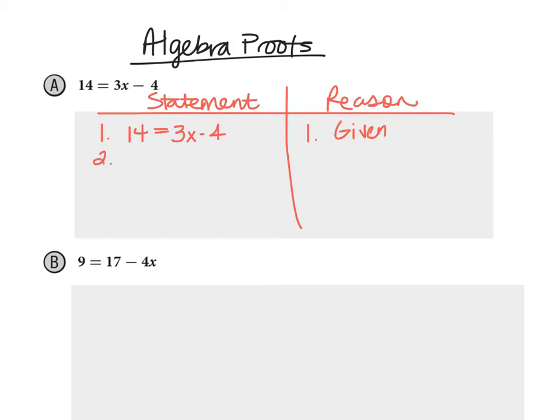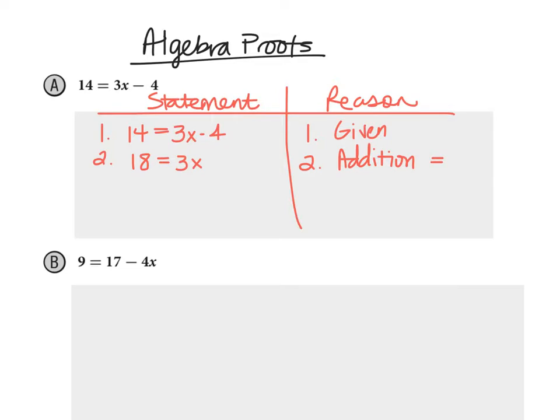So if we were going to solve this problem, I think most of you would say you need to add 4 to both sides. So we don't actually have to show the work that we're doing, but we need to show what the next statement is. So the next statement I'm going to say is 18 equals 3x. And so for my second step, I'm going to say that that is addition. That's what I've used there. And technically, we want to say that that is the addition property of equality. So I'm going to put just addition and an equal sign.